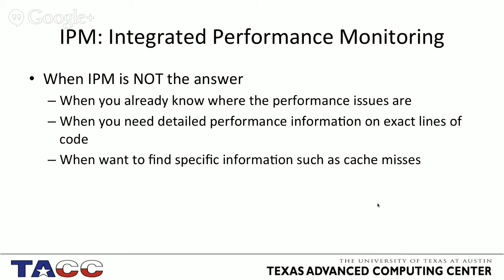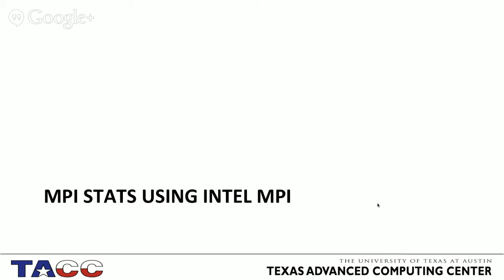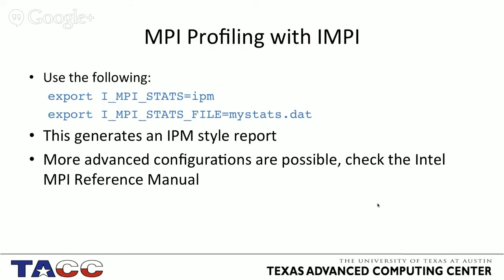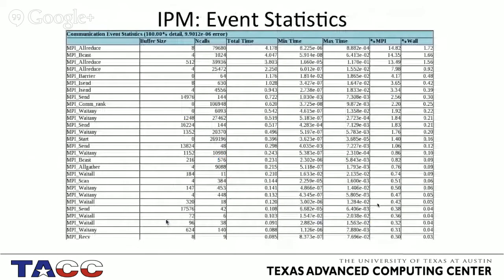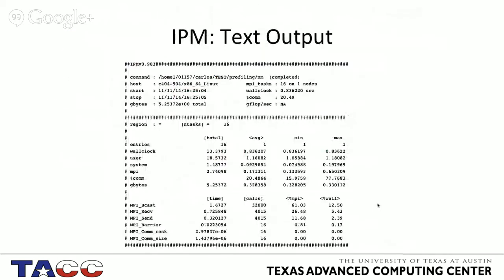If all you want to see very quickly is that brief text report, and you use Intel MPI on Stampede, you don't even have to use IPM. All you have to do is export these 2 environment variables. You export I_MPI_STATS equals ipm, and you can do ipm colon full, but it's going to give you the same thing. And you export I_MPI_STATS_FILE, some file where you want to store that data. And the next time that you run your code, you will write down this text report, as if you had run with IPM.